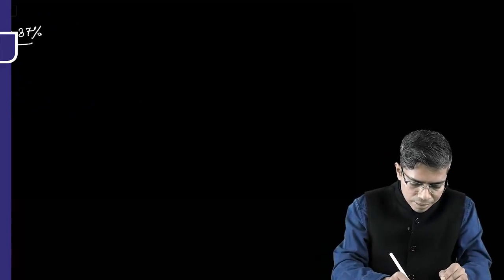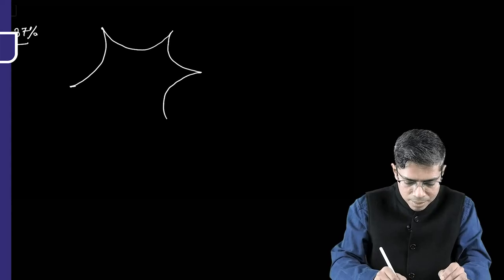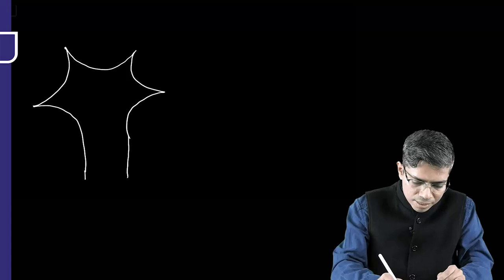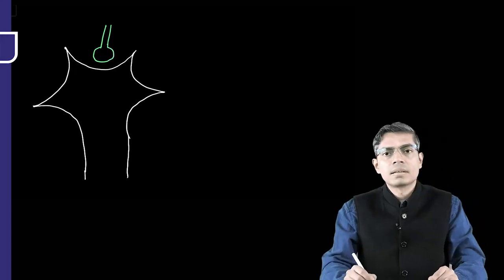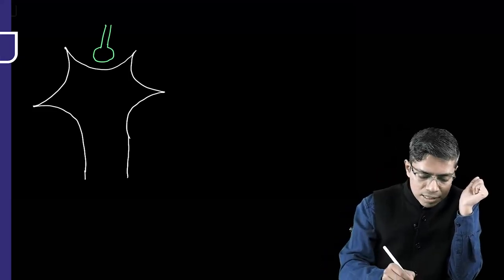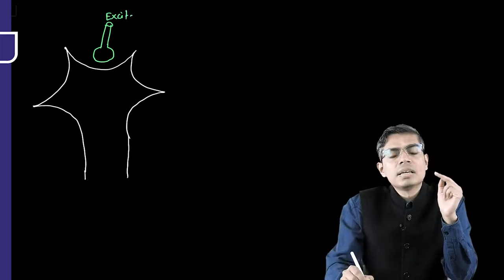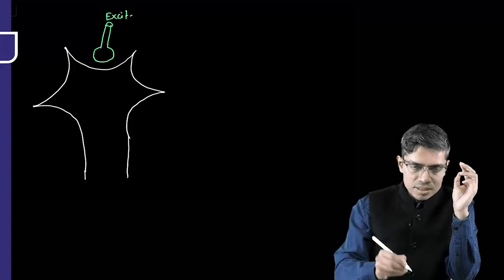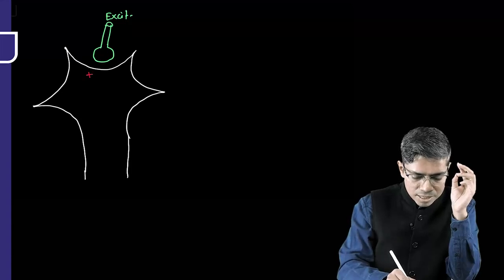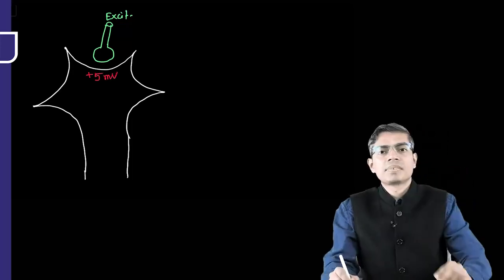So again the same diagram, neuronal cell body, same kind of diagram. Now here is the neuron which is giving stimulation, but in this case I will give two stimulations in quick succession. So this excitatory neuron gives two stimulations in quick succession. Suppose in the first stimulation, the local voltage which is generated here is plus 5 millivolt, right?